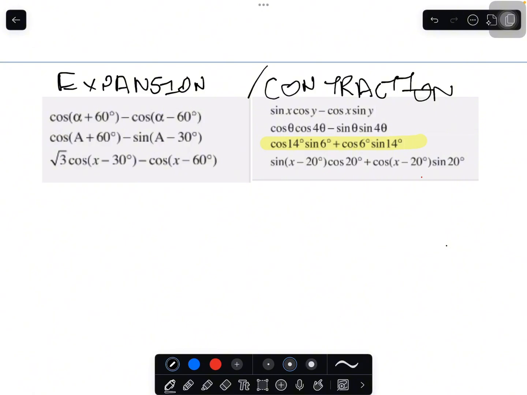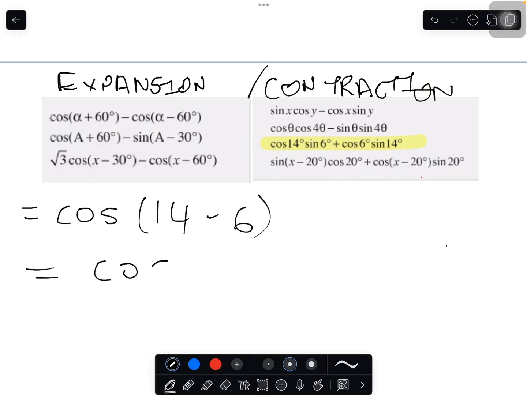So I have cos and sine, and then sine and cos, or cos and sine. They're different. I know I'm dealing with the cos compound angle. I'll put which is in my first cos. That's what's important. 14. I'll change this here now to a negative, minus 6, and then that will give me the cos of 8 degrees.